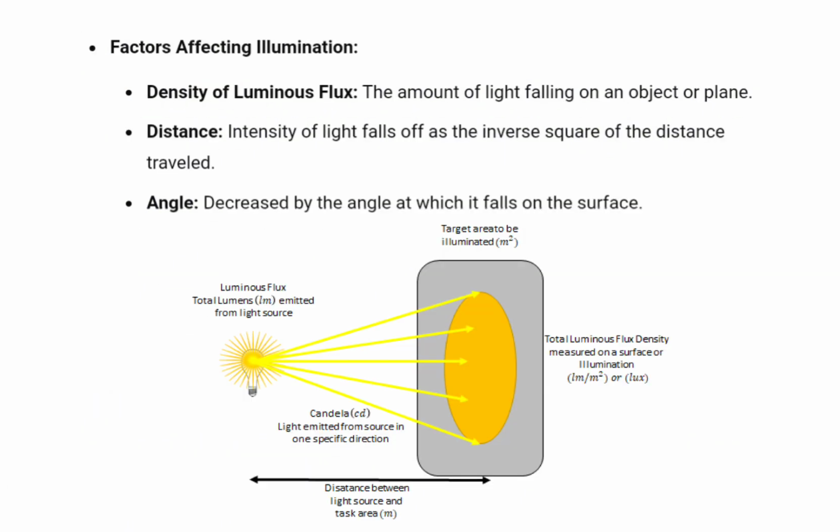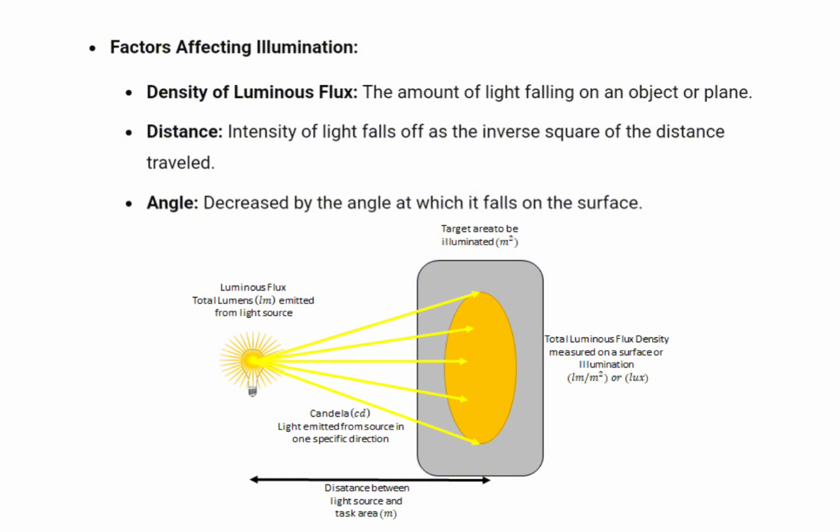Factors affecting illumination are density of luminous flux, which is the amount of light falling on an object or plane. More light per unit area means better illumination. Distance: the intensity of light falls off as the inverse square of the distance traveled. The farther the light source, the dimmer the light will appear, because it spreads out more.